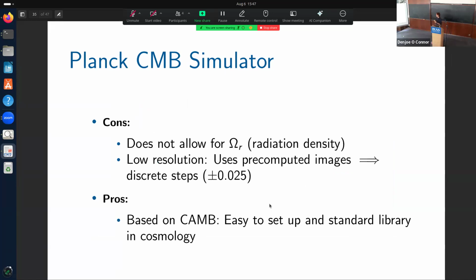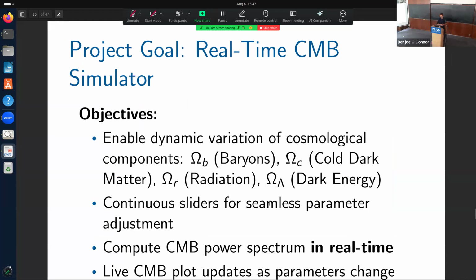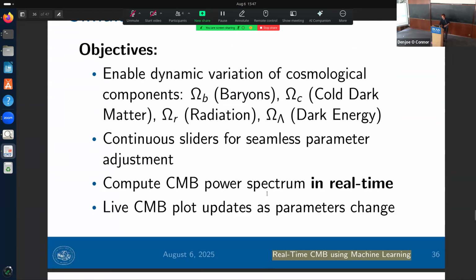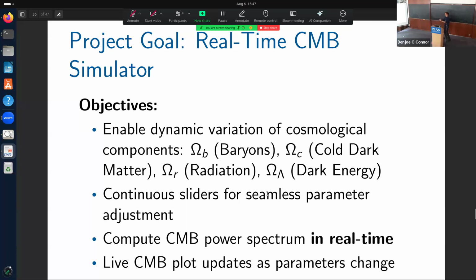So these are the cons that I already explained. The pros: it uses CAMB, which we have already learned how to use. So let's set up our objectives. The project goal is to create a real-time CMB simulation, to enable dynamics for all cosmological components, baryons, cold dark matter, dark energy, and radiation, and to have continuous sliders because we like continuous sliders and because it's a much more elegant solution. The most important thing is that we're going to compute the CMB power spectrum in real time. That's the real challenge here.